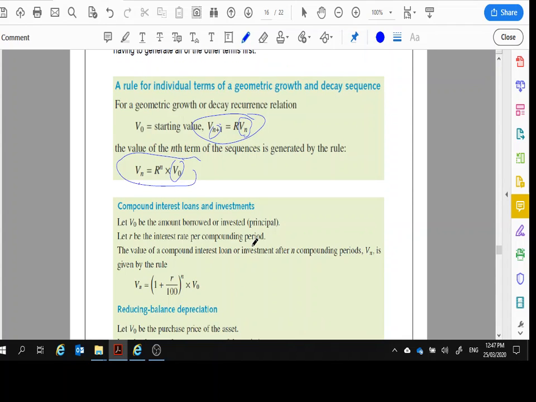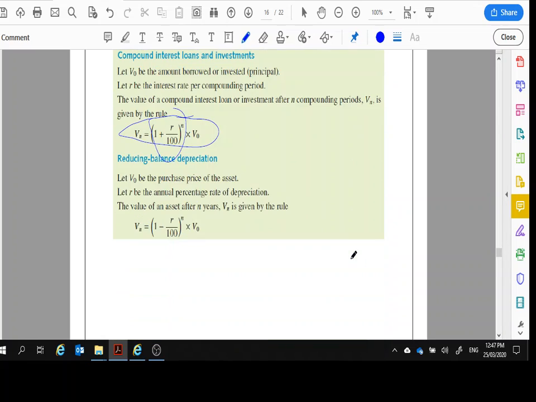Now r, we still have to work out our r the same way as you can see there that I've done, to the power of n. And if it's reducing, same way, instead of a plus, we've got a minus. That's all.